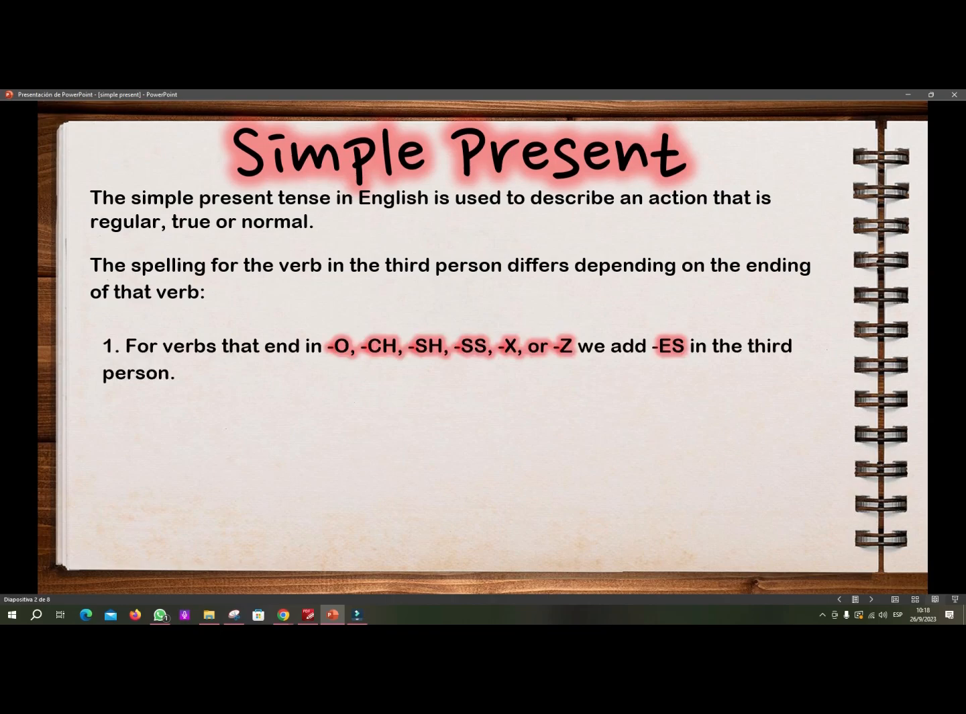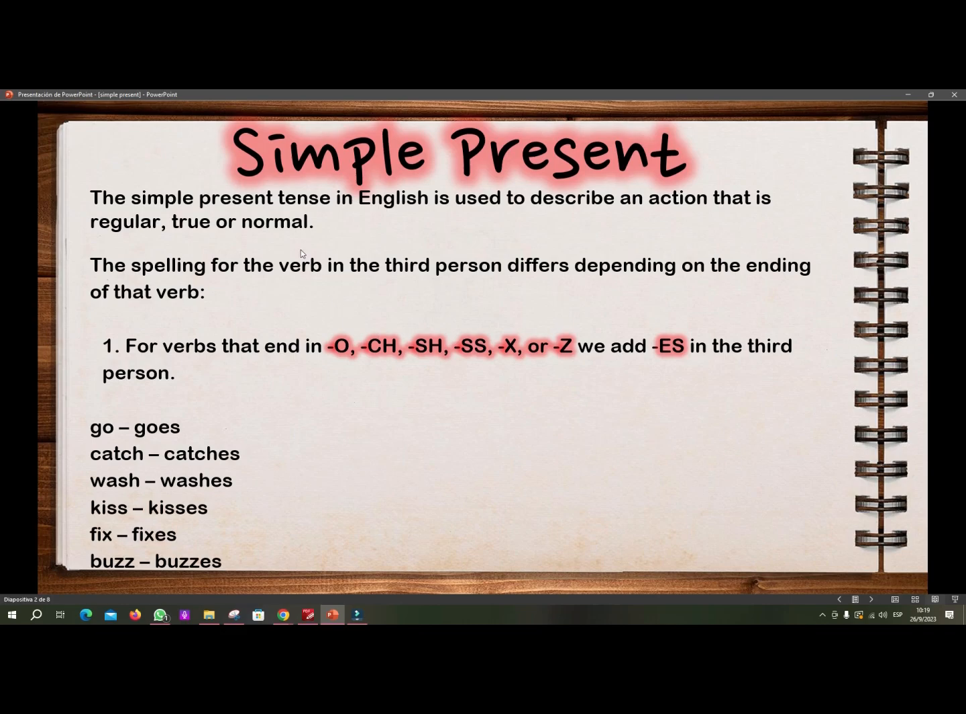Tenemos la número 1: for verbs that end in O, CH, SH, SS, X, or Z, we add ES in the third person. Cuando ustedes tengan verbos que terminen con estas letras, por ejemplo, que terminen en O, en CH, en SH, ustedes le van a agregar ES al final del verbo siempre que tengan tercera persona. Ya dijimos tercera persona singular va a ser he, she, and it.